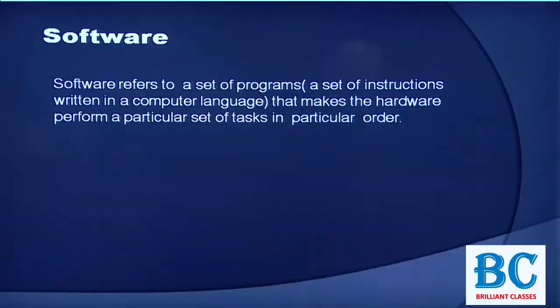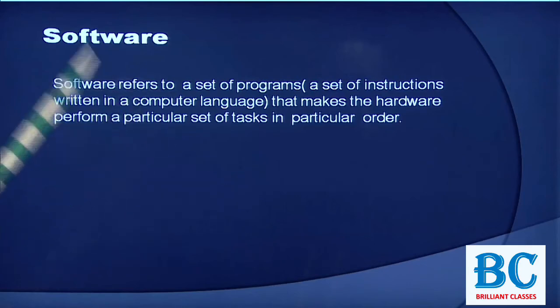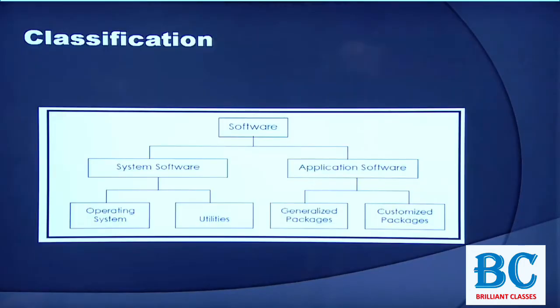So software refers to a set of programs, a set of instructions written in a computer language that makes the hardware perform a particular set of tasks in a particular manner. So be it your operating system, be it your word processing systems, all these are different types of software. You can classify software into two categories: system software and application software.